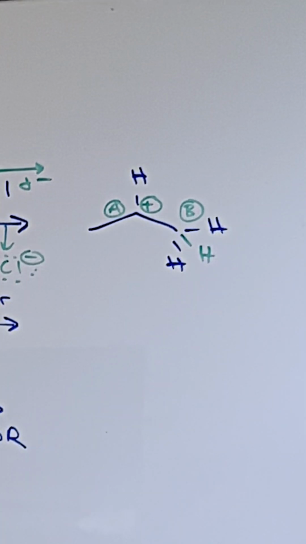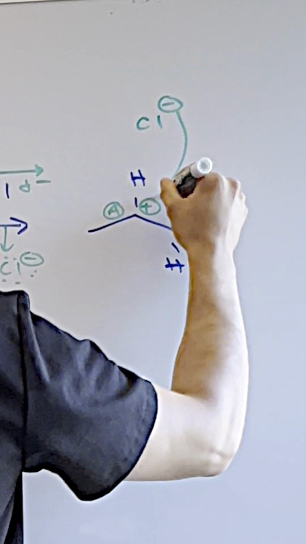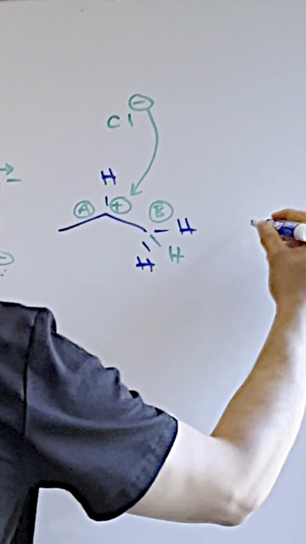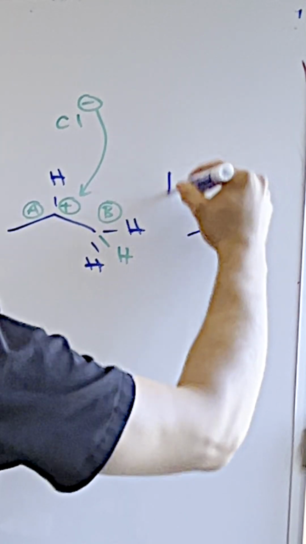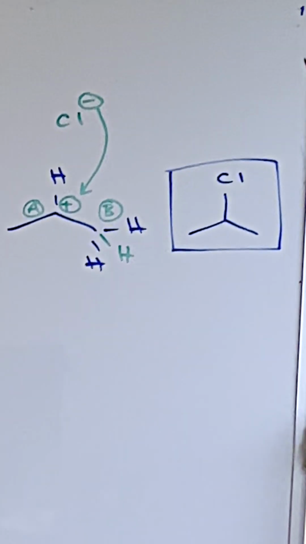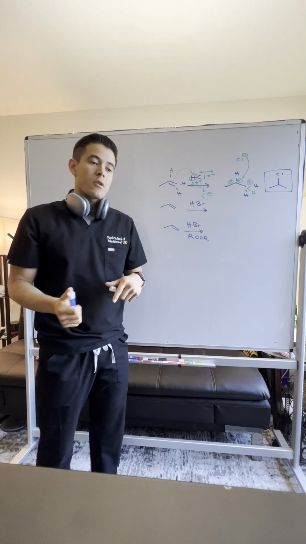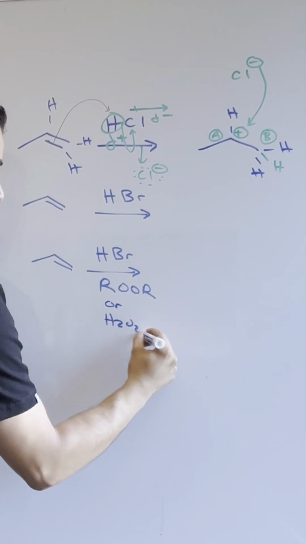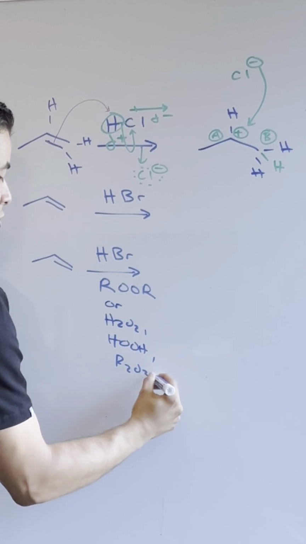And now we can have that chloride that was kicked out earlier come back and go to the secondary carbocation. And that's what's going to allow for us to form the Markovnikov product, which is our chloride attached here. Now, the only time you'd get an anti-Markovnikov is if you have HBr and ROOR, right? Or, right, HBr in H2O2, which is the same thing as HOOH, which is the same thing as ROOR.